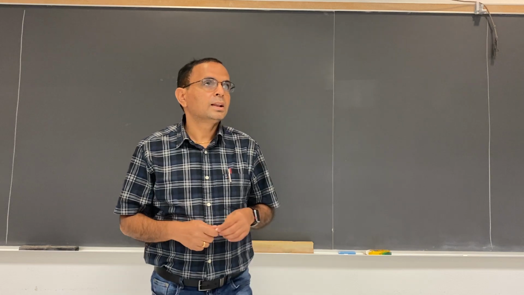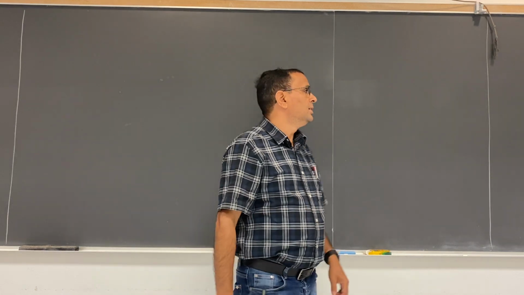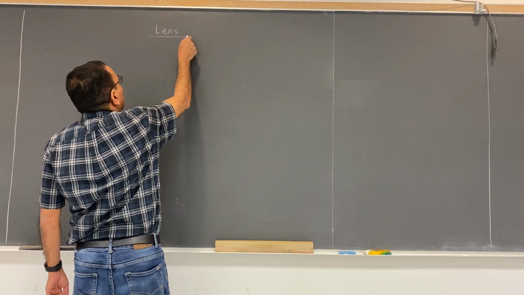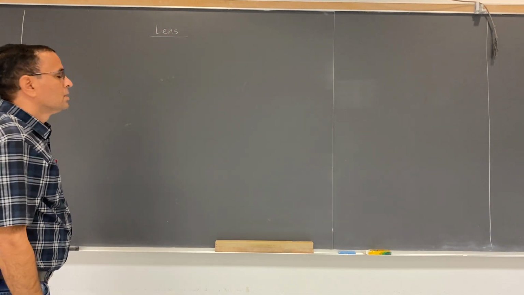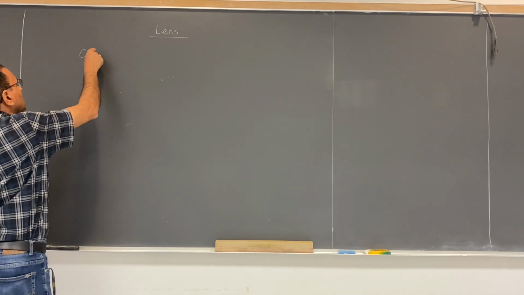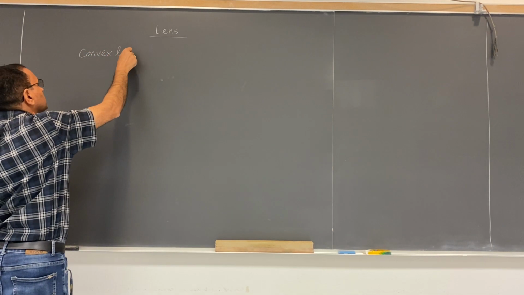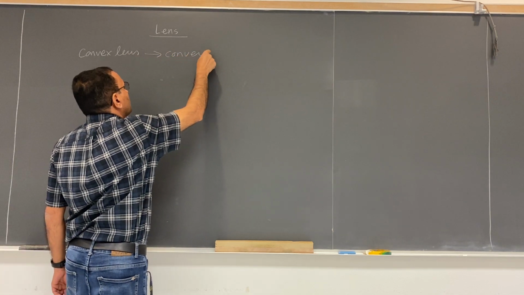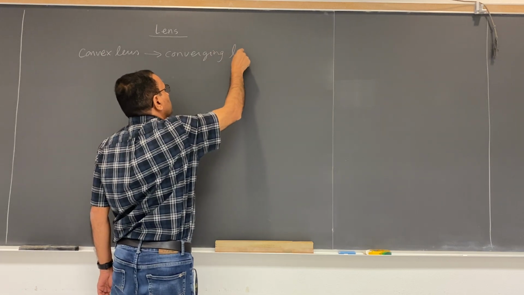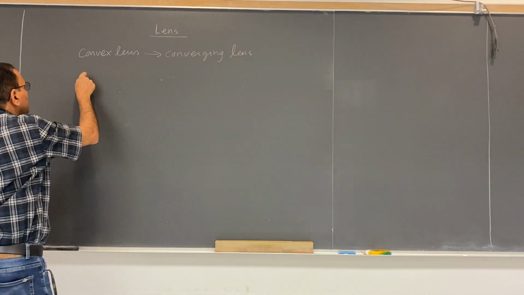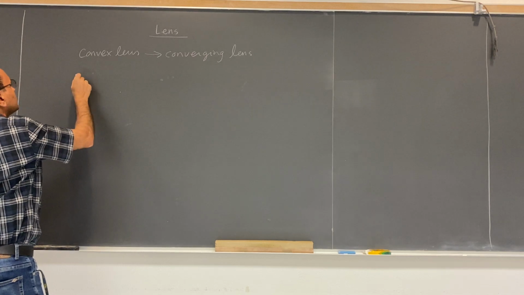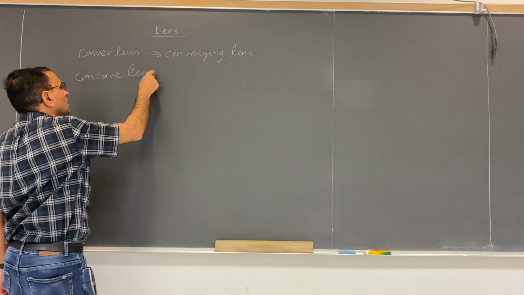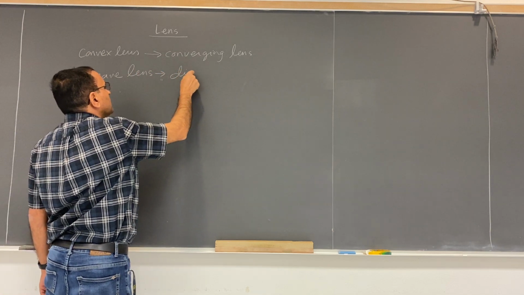Hello everyone. Last lecture we started lens. There are two types of lens: convex lens. This is also called the converging lens. And another one is concave lens. You can call this diverging lens.